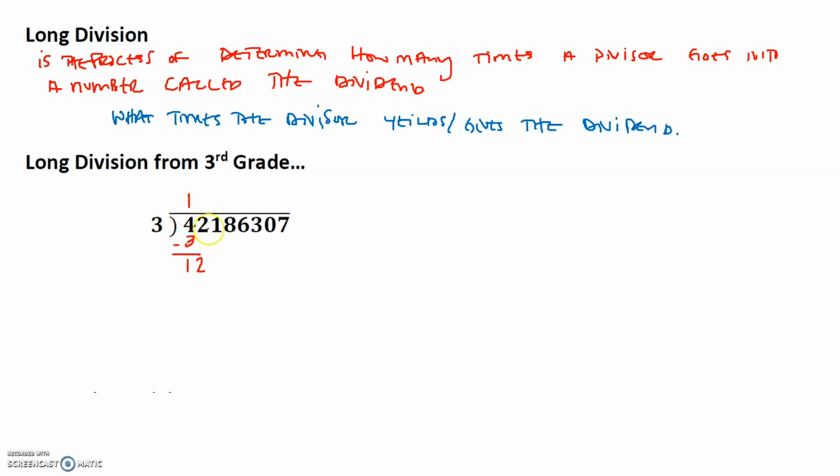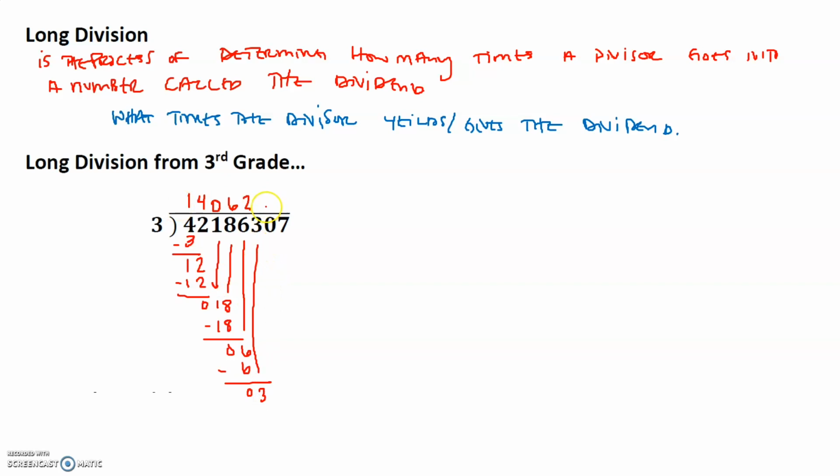This time, how many times does 3 go into 12? Well, the answer is 4, and 3 times 4 is 12, and we subtract, and we get 0. And then we bring down that next number. 3 does not go into 1, so I put a 0 up here, and then I bring down the next number. I bring down 8. How many times does 3 go into 18? The answer is 6. 3 times 6 is 18, and we subtract, and we get another 0. I bring down the next number, 6. 3 goes into 6 twice. These are nice numbers because they all go in evenly.